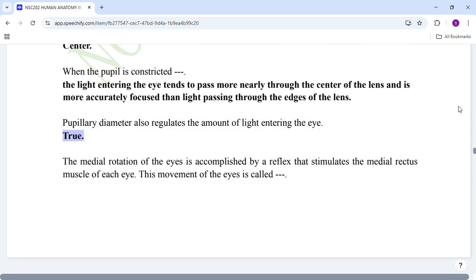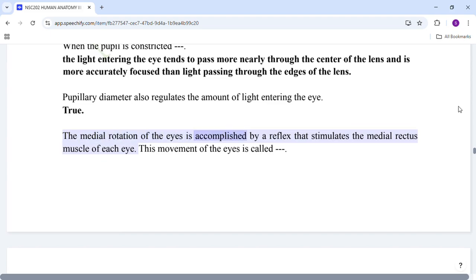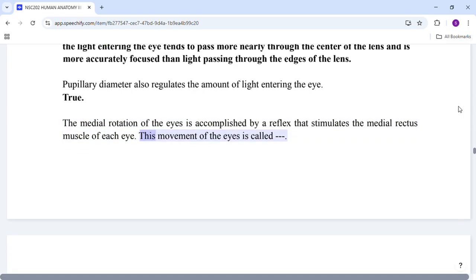True. The medial rotation of the eyes is accomplished by a reflex that stimulates the medial rectus muscle of each eye. This movement of the eyes is called convergence.